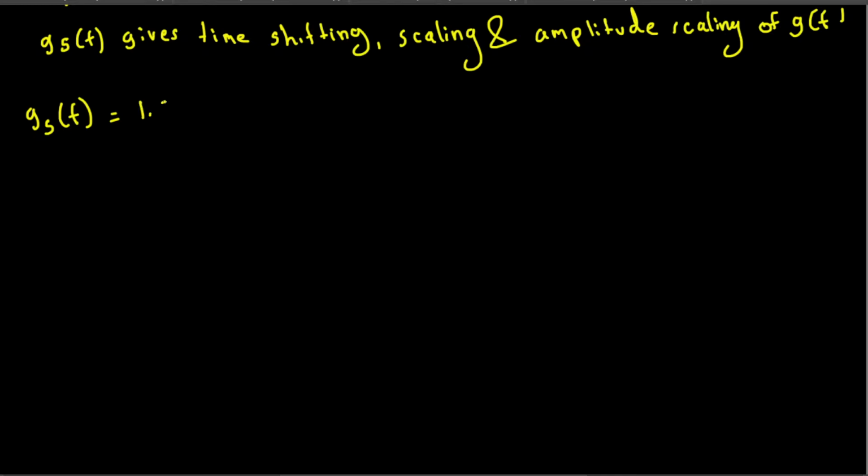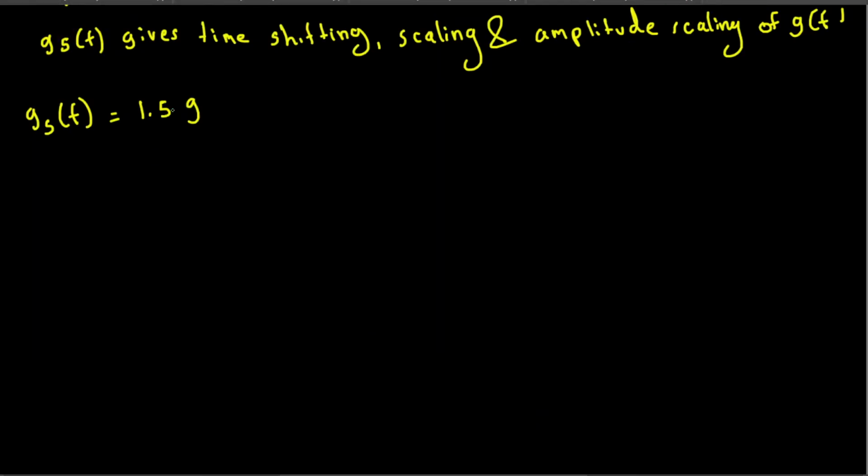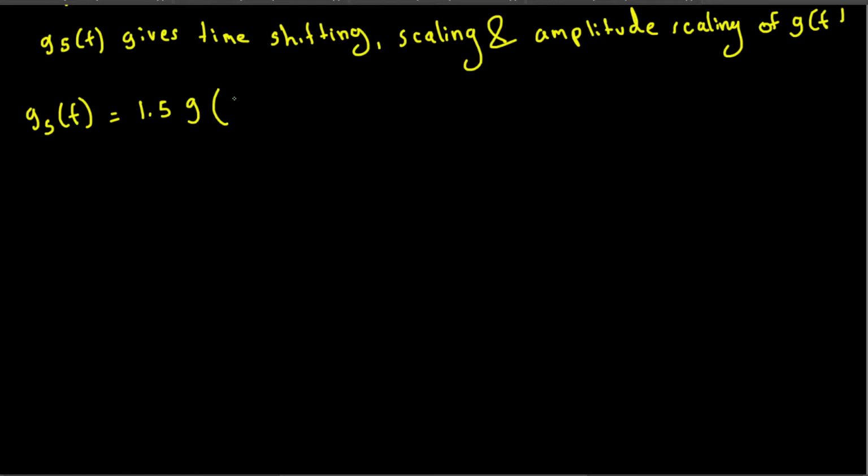So 1.5 g, this is the amplitude scaling because we have 1.5 height, 1.5 multiplied in the front. If we have the time expanded, then it's 1/2. If it's shrunk by half, then multiply by 2. So this is 1/2 t, and shifted 1 unit to the right, so minus 1 here. Finally, we can express it as 1.5 g of t/2 minus 1.